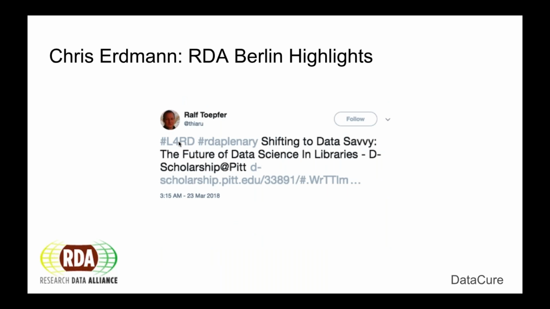We also launched our Shifting to Data Savvy: The Future of Data Science and Libraries report. This is an IMLS funded report, and it gives a roadmap of how libraries can integrate data science into their services. One of the things that was pretty prominent in that too was the carpentries.